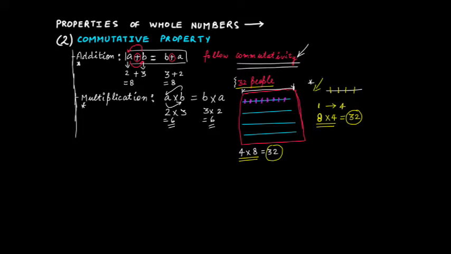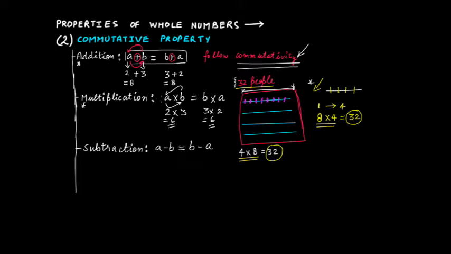Now let's move towards subtraction. If subtraction follows the commutative property, what does that mean? It means A minus B would be equal to B minus A, right? If you change the position of A and B, in order to follow the commutative property, the answer should come out equal. And you can take an example.